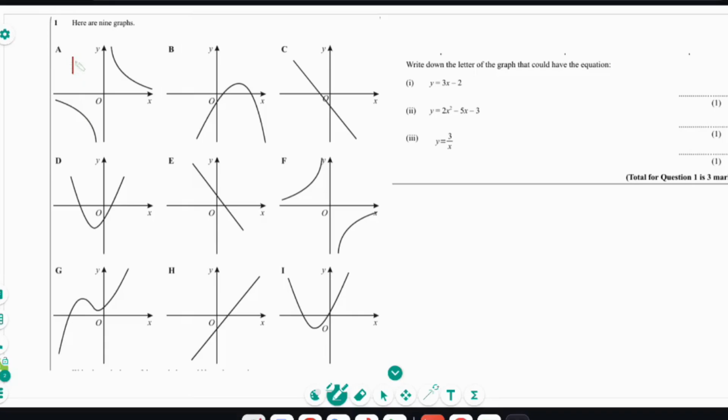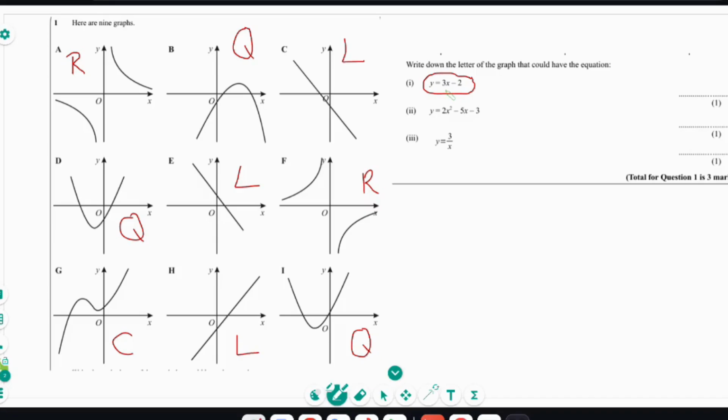So this is reciprocal, quadratic, linear, quadratic, linear, reciprocal, cubic, linear, quadratic. So hopefully you can notice those yourself. So the first equation here is for a linear graph, y equals mx plus c.